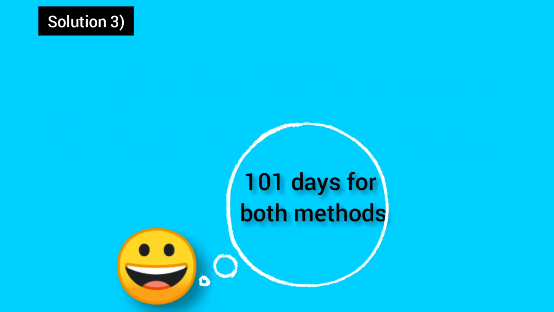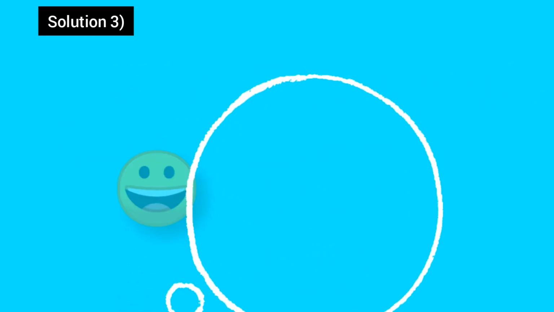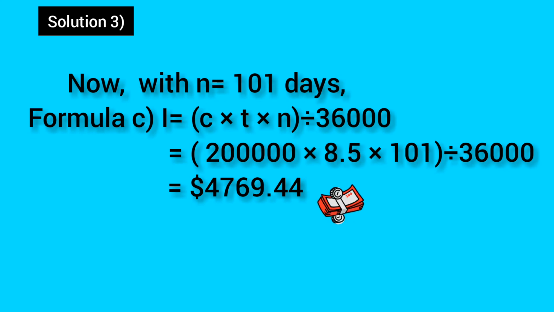How to proceed is up to you. By applying formula C, with N equals 101 days, we have our interest, which is $4,769.44. Easy, right?